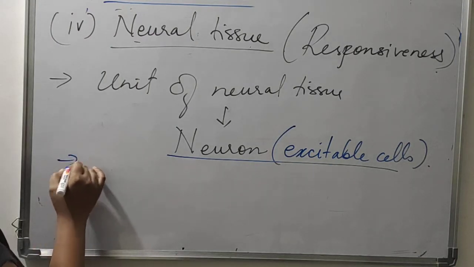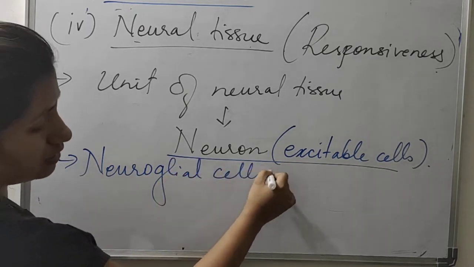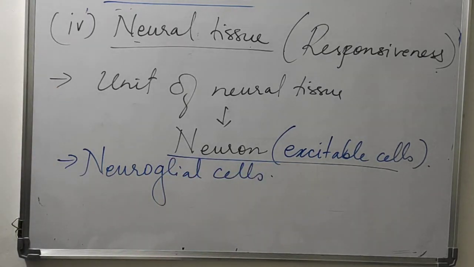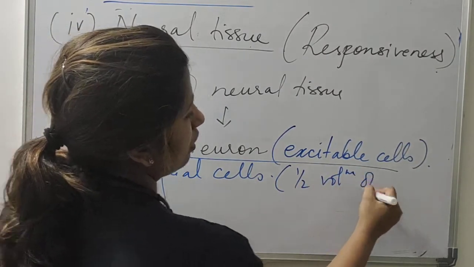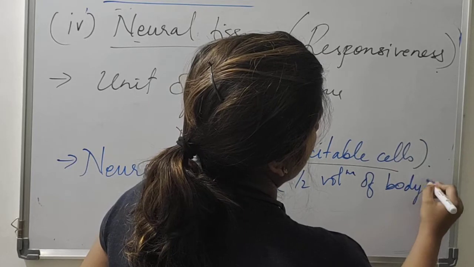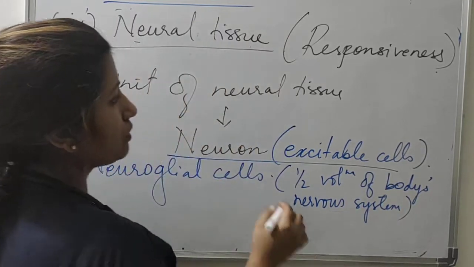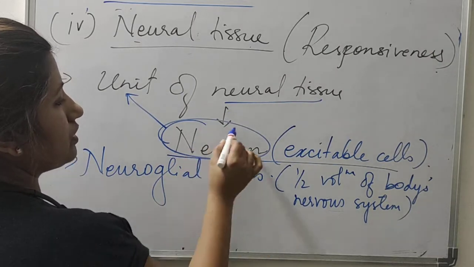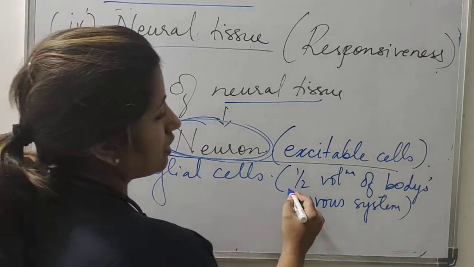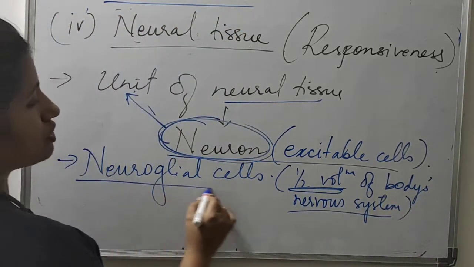Now there is another tissue you should know, that is neuroglial cells. Neuroglial cells constitute the rest of the neural system. It constitutes 50% of the volume of our body's nervous system. We know that neuron is the unit of the nervous system, but 50% of the volume of our body's nervous system is made up of neuroglial cells.